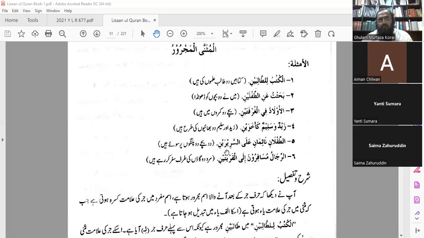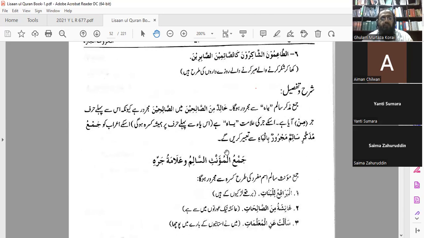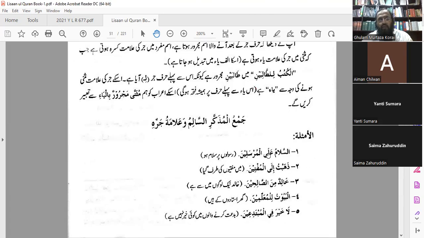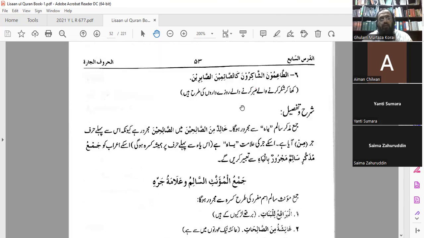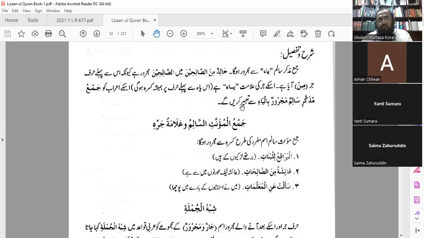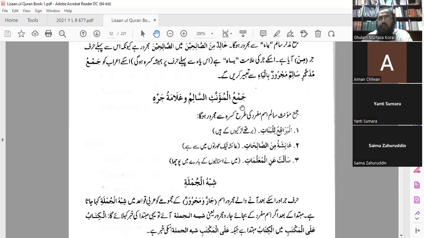Okay, so this is done. Now we are coming to jam' mudhakkar salim: assalamu 'alal mursalin, ya with kasra before it, dhahabtu ilal-muftin, Khalid minas-salihin, al-buyutu lil-mu'allimin, la khayra fil-mubtadi'in. Okay, so this is about harf jarr, al-huruful jarra, that comes before jam' mudhakkar salim and definitely before jam' mu'annath salim. If it comes, then the identification mark is either kasra or kasratain.